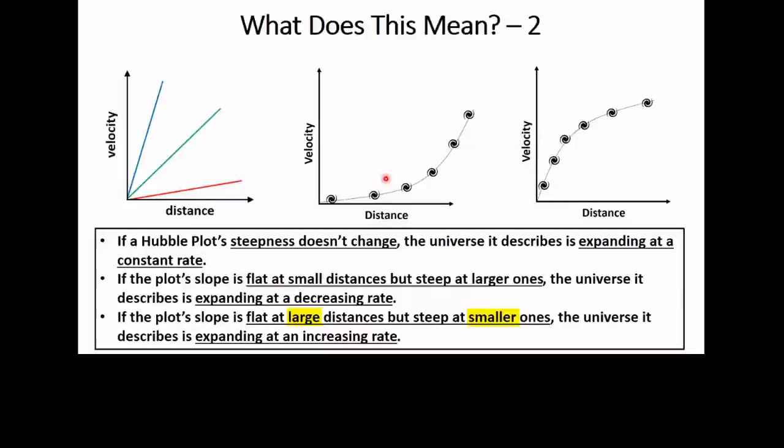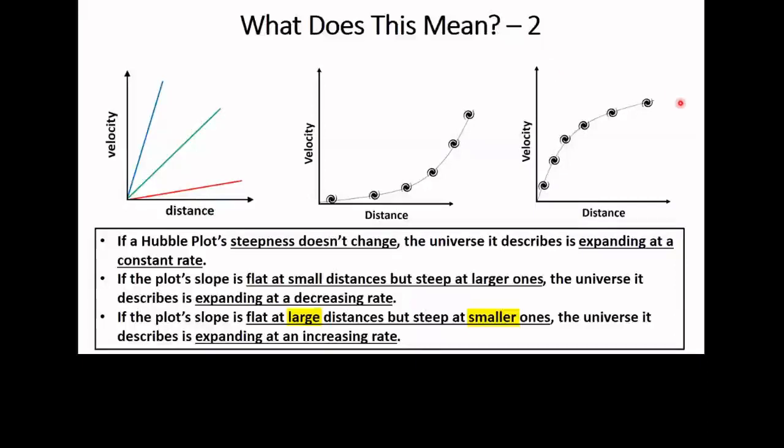If the plot's slope is flat at small distances but steep at larger ones, the universe it describes is expanding at a decreasing rate. Flat at small distances also means flat in the recent past. Steep at great distances also means steep in the very distant past. So you're going from an expansion rate that is fast to one that is slow. So that explains why that universe would expand at a decreasing rate.